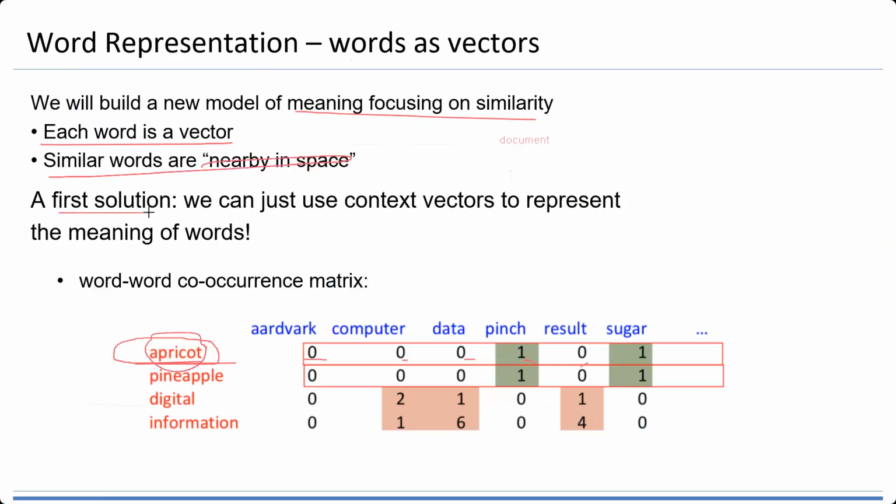So the first solution is we can just use context factors to represent the meaning of words. We call this the word-to-word co-occurrence matrix. Okay, what does it mean by word-to-word co-occurrence matrix? Let's say this one. I want to know the word apricot and how many times this word appears together with aardvark. Do you know aardvark? It is a kind of animal.